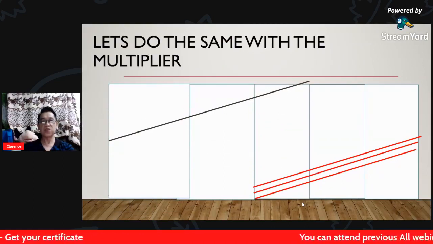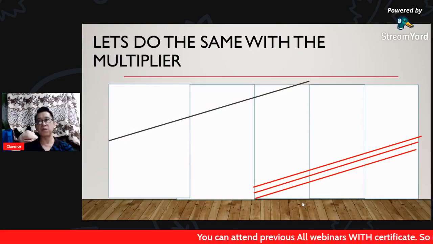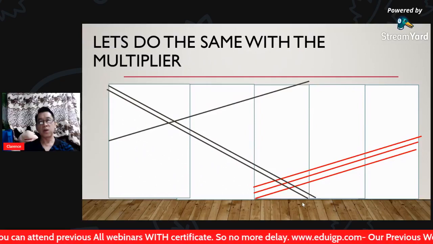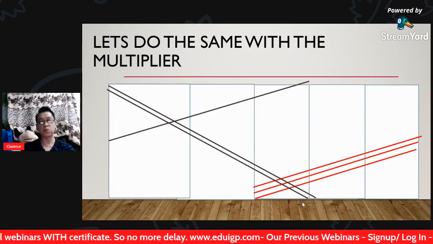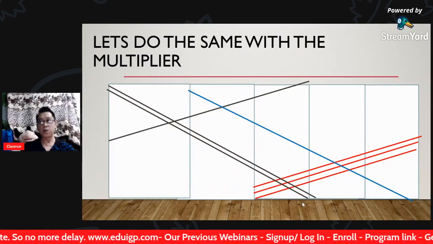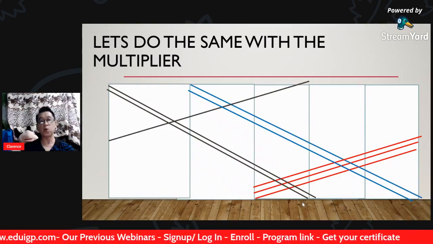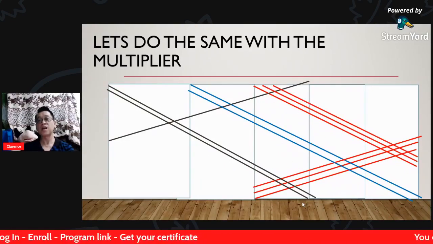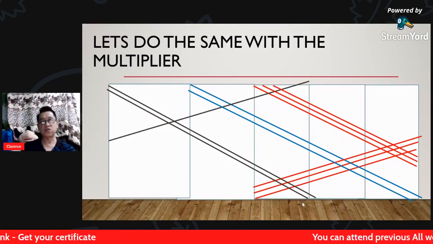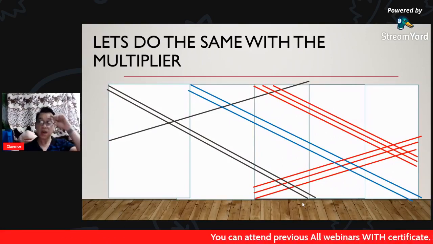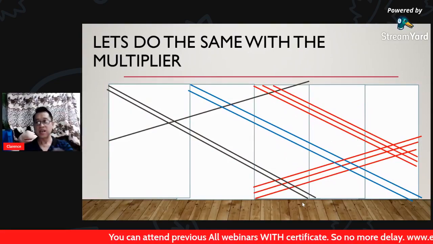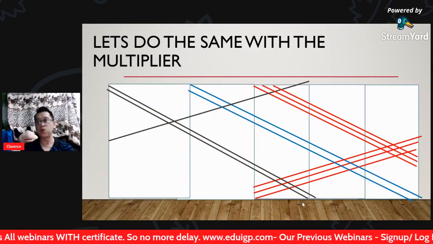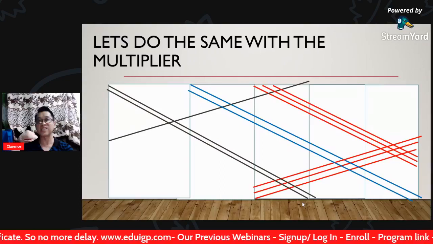So next, let's do the same with the multiplier, starting from the left to the right. So 223. So we have 200s, so represented by two black lines. For our tens, we have two blue lines. For our ones, we have three red lines. As you can see, we have no blue lines in our multiplicand because as we all know, we have no tens. That's zero.